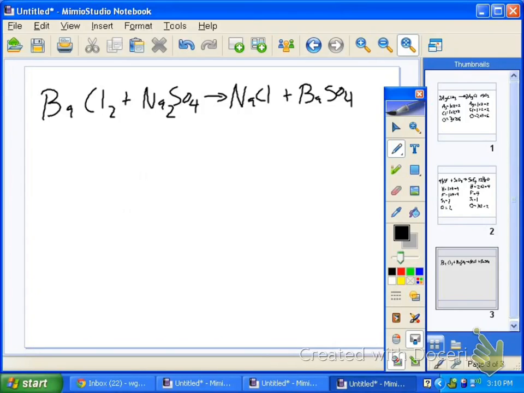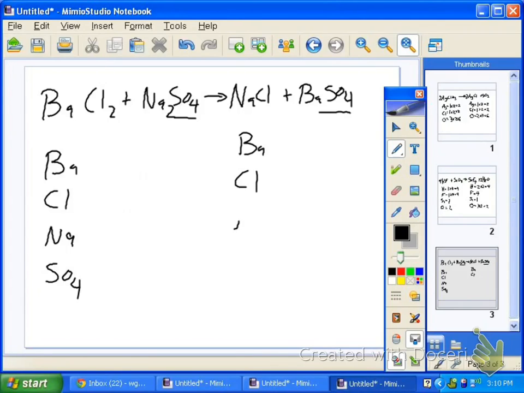So when we list these out, I'm listing polyatomic ions as well, only if they occur on the same side. See, this SO4 occurs here, and the SO4 occurs there. Now, if they don't occur on both sides, then I can't do that anymore. So I'm going to write BaCl, Na, SO4. BaCl, Na, SO4. Go ahead and count those. Go ahead and write in your counts.